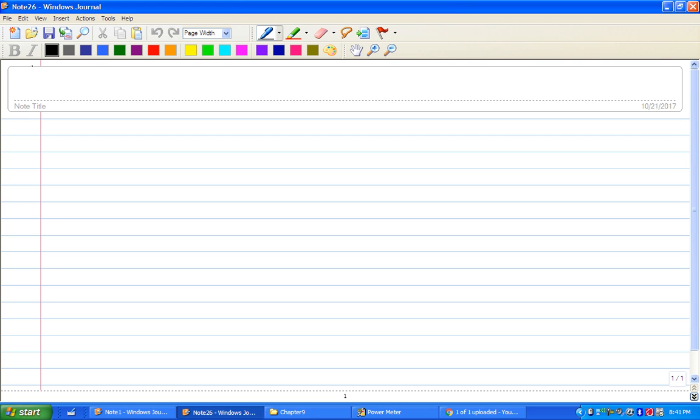Section 9.4, Inverse functions. So inverse functions are very important in solving equations.